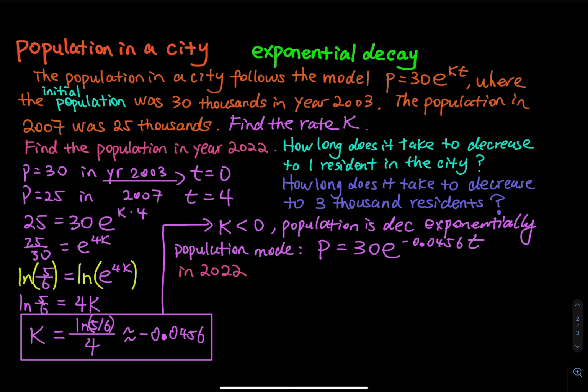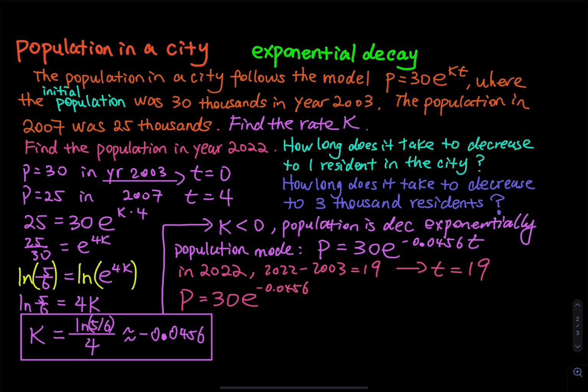In 2022, so 2022 minus 2003 is equal to 19, right? That is 19 years after the initial year. That tells me that the time is equal to 19. Do not plug in 2022 into the population model. So P is equal to 30 e to the negative 0.0456 times 19. And you do this in one line.